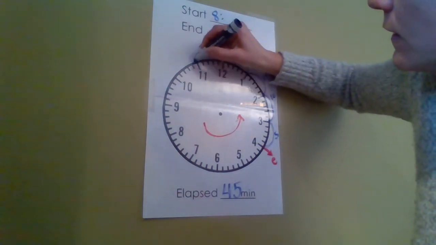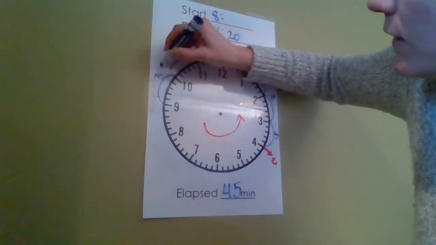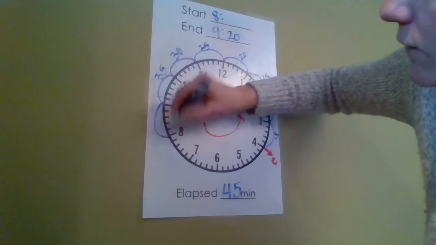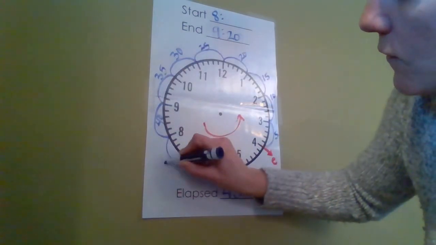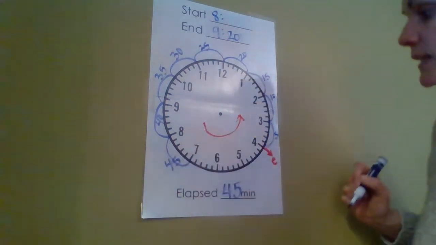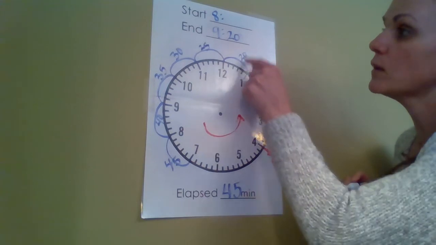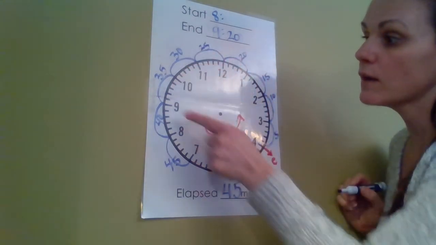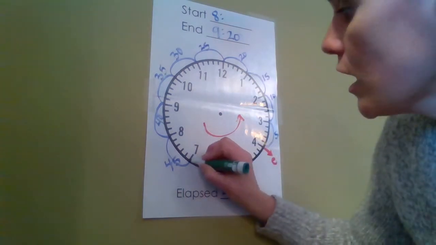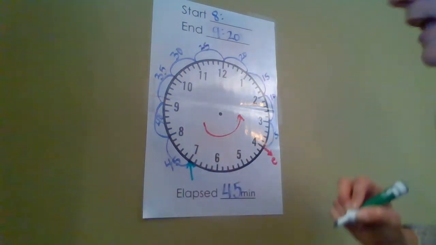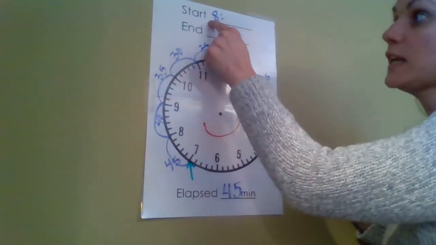25, 30, 35, 40. Wow, it's almost all the way around the clock. 45 minutes. It's good to double check that we don't make any silly mistakes. 5, 10, 15, 20, 25, 30, 35, 40, 45. There's our start time. Again, we went around the hour change. We've taken care of that.